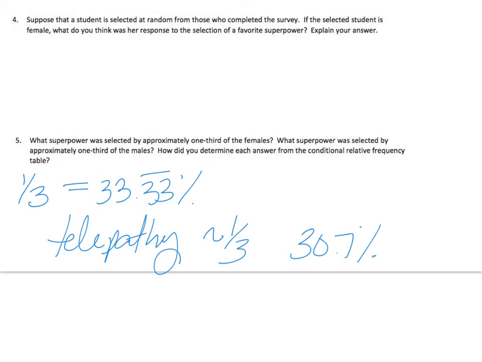Freeze time was selected by approximately 1/3 of the males. What was that one? So this one was for females, and that was for males. So freeze time was selected by approximately 1/3 of the males. These selections were based on row conditional relative frequency approximately equal to 0.333 or 33.3.